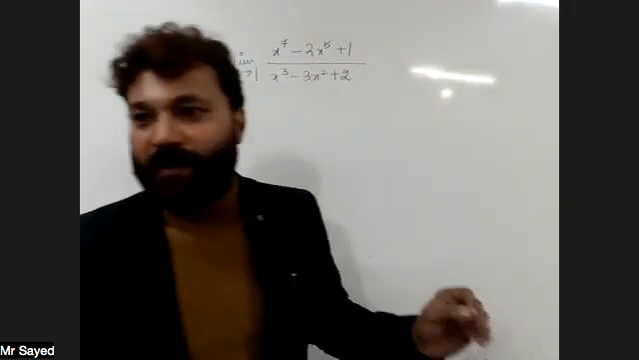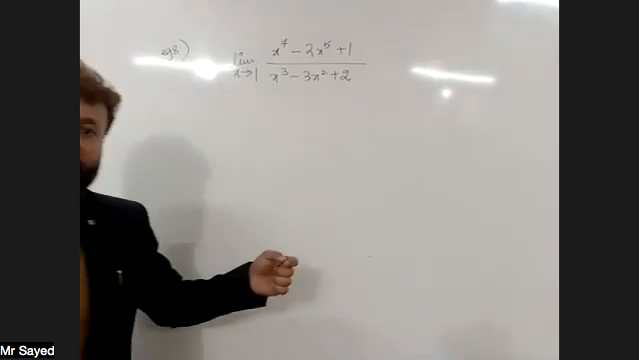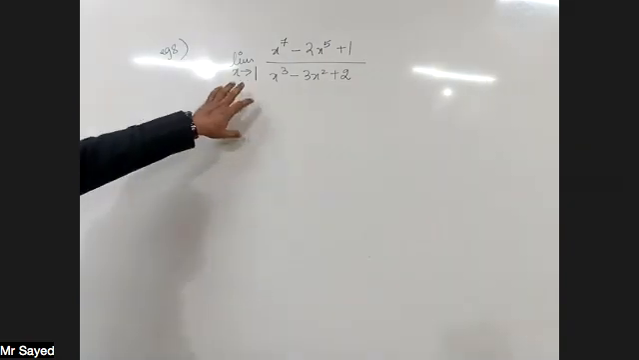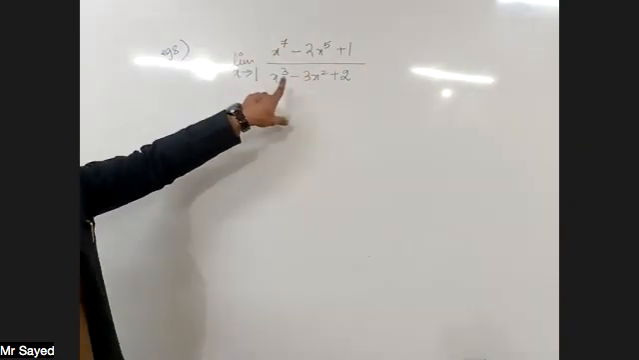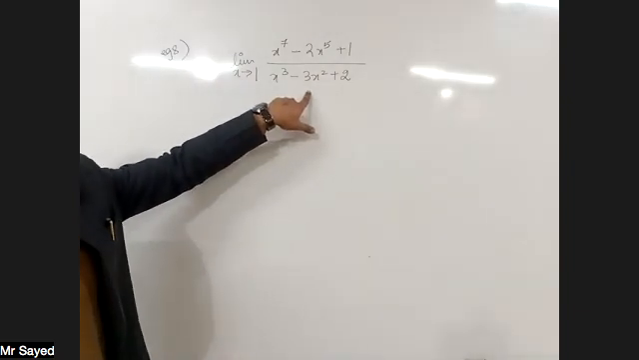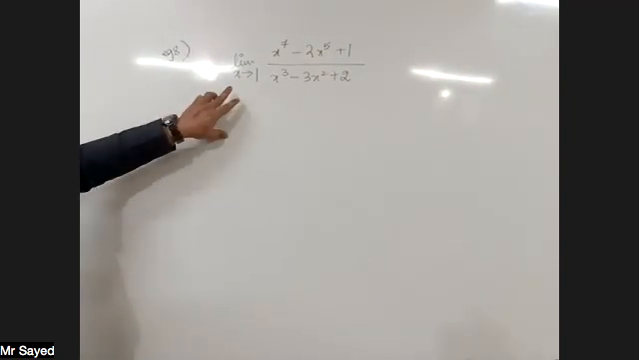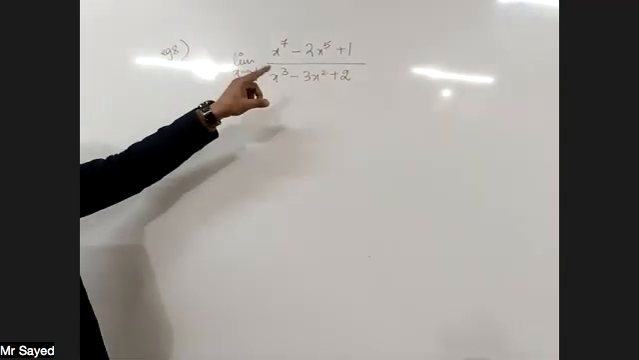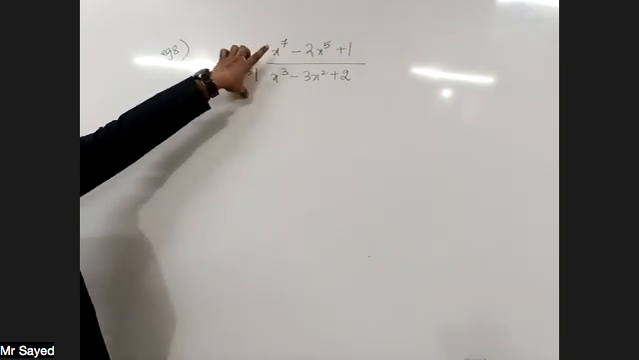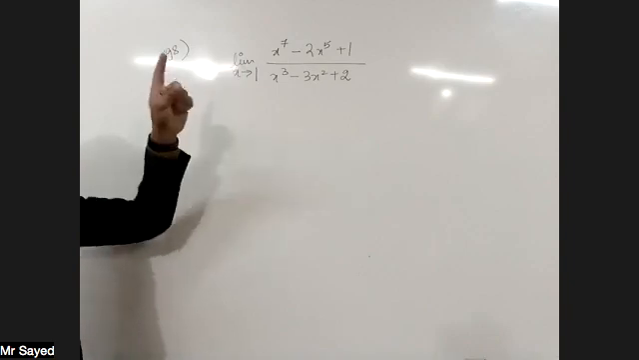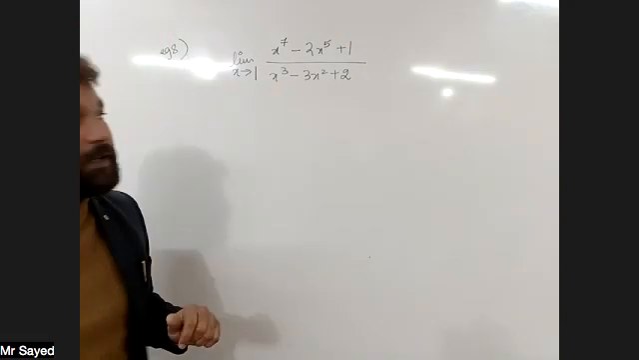We need to identify the basic problem in limits. The problem is if the form is 0 upon 0. Like over here in place of x, if we write 1, 1 plus 1, 2 minus 2, 0, 1 plus 2, 3 minus 3, 0. The form is 0 upon 0. Now form is 0 upon 0 because of the value 1. That means x minus 1 should be the factor of both numerator as well as denominator. So we need to cancel this common factor. In order to cancel this common factor, we need to factorize both numerator and denominator.